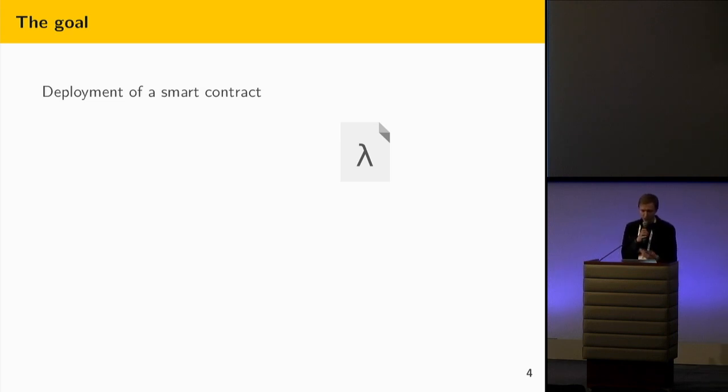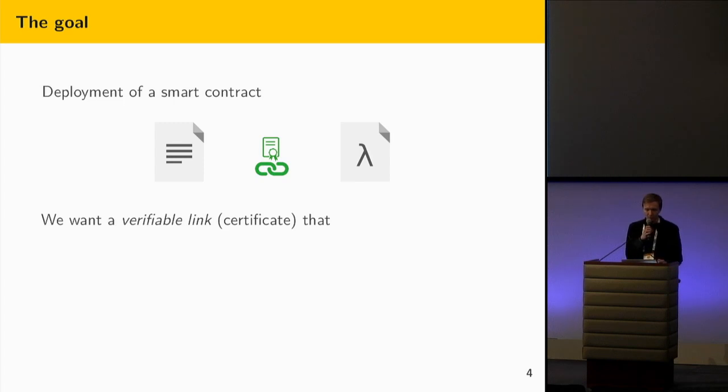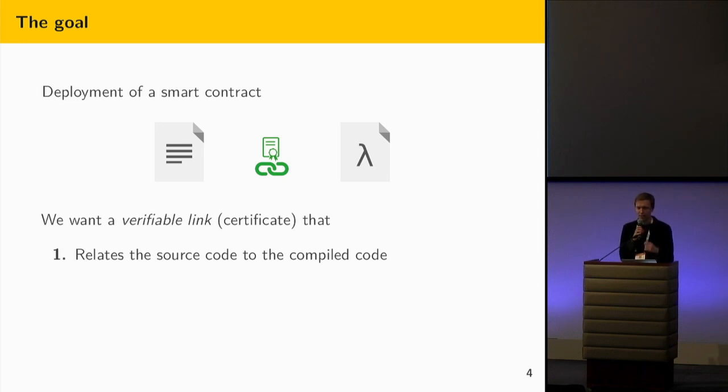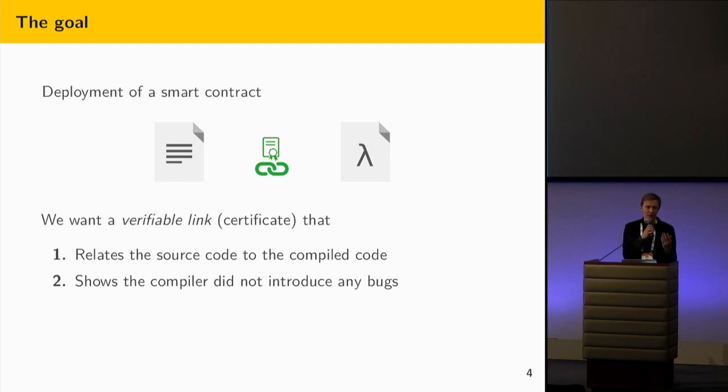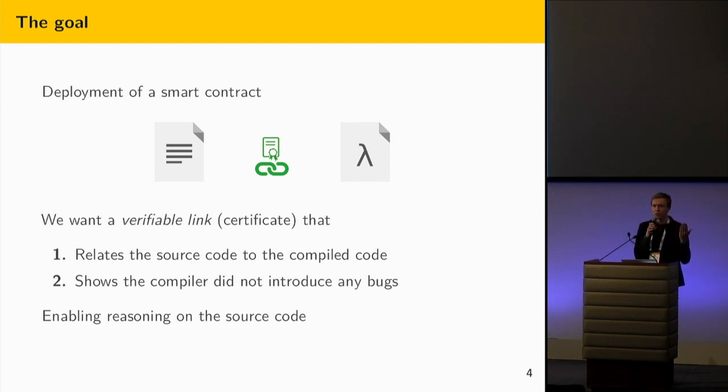So what we want to do in my project is to, given the source code or the supposed source code of that program, also provide a verifiable link or certificate that on the one hand relates the source code to the compiled code, and on the other hand shows that the compiler did not introduce any bugs in the process. So when you know you are looking at the actual source code, you can start doing this reasoning, and we've seen some interesting talks in the previous session on how you could do that. But this is more about enabling that kind of reasoning and making sure it's trustworthy end-to-end in the compilation process.